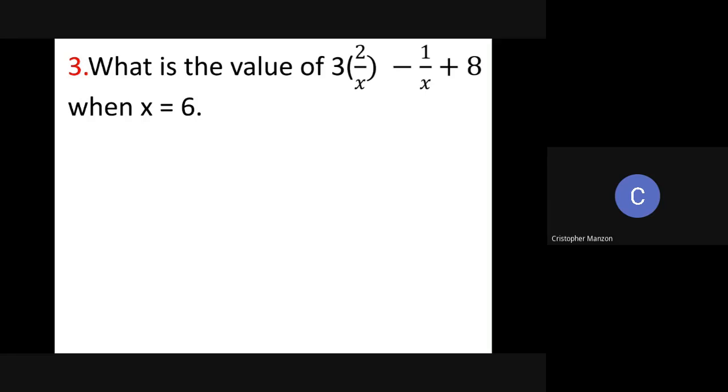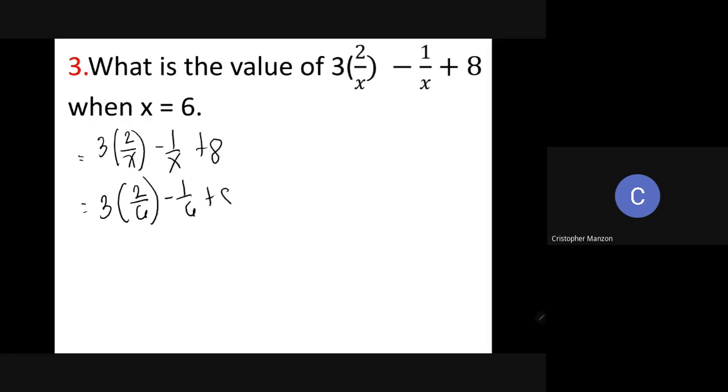I think dalawa lang nag-submit ng sagot. So let us answer this one. So what is the value of 3 multiplied by 2 over x minus 1 over x plus 8 when x is equal to 6? So as mentioned, all you have to do is to substitute the value of x, which is 6, to the expression. So we will come up with 2 over 6 minus 1 over 6 plus 8.